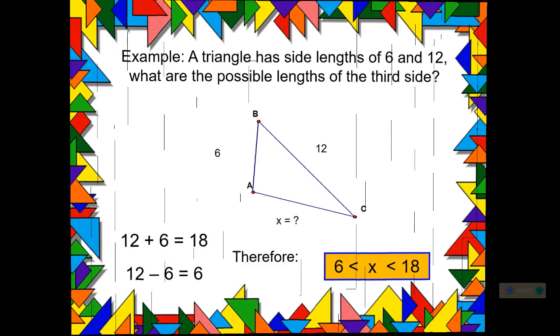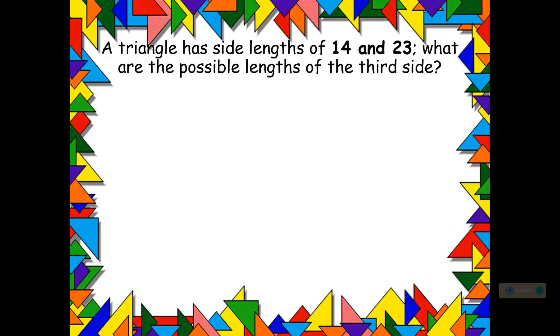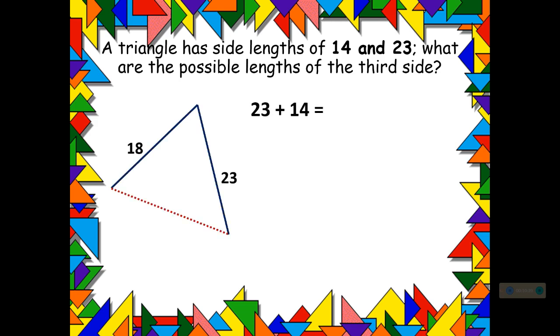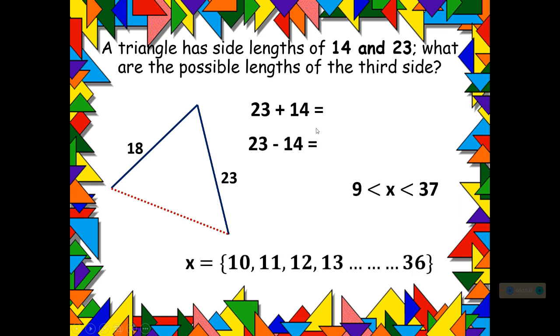Question? So let's now have another example. A triangle has side lengths of 14 and 23. What are the possible lengths of the third side? Again, you're going to add 23 plus 14. 23 plus 14 is 37, and then 23 minus 14 is 9. So therefore, you can express your answer in the form of x is greater than 9 but less than 37.